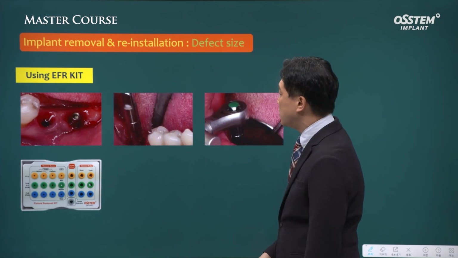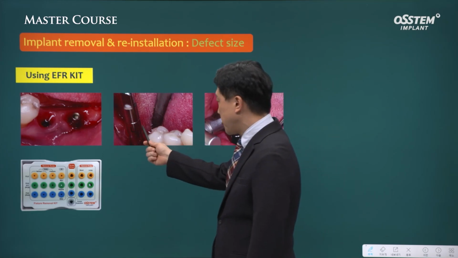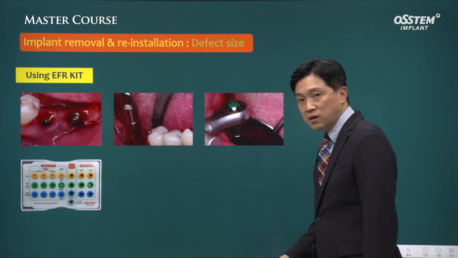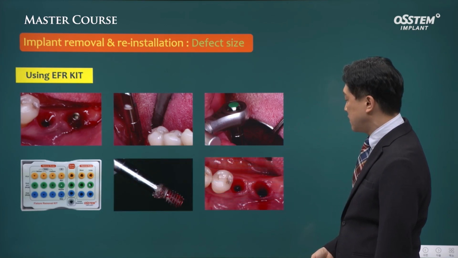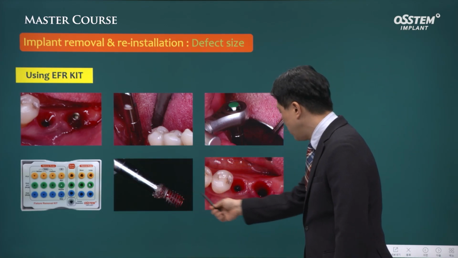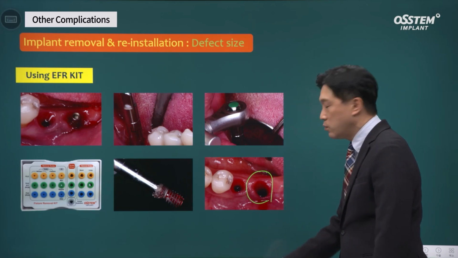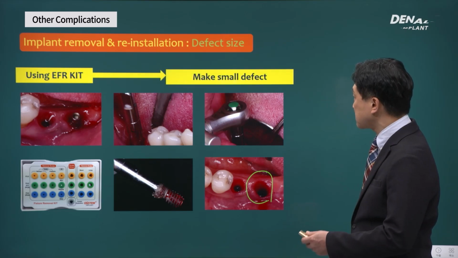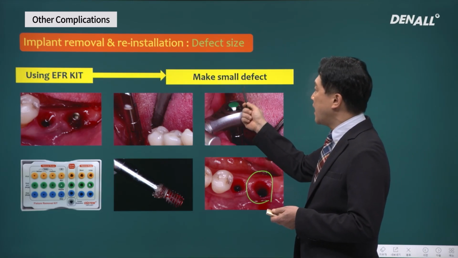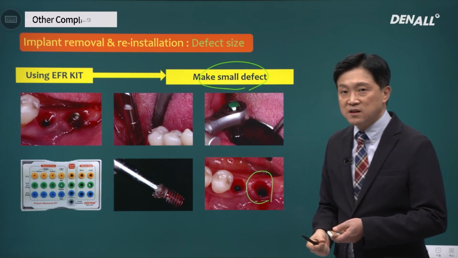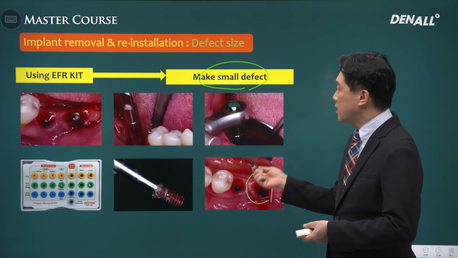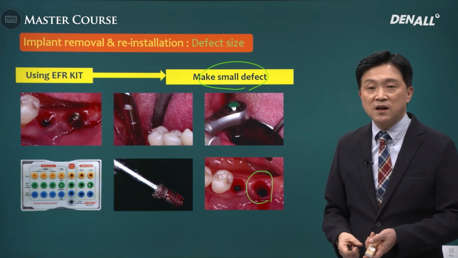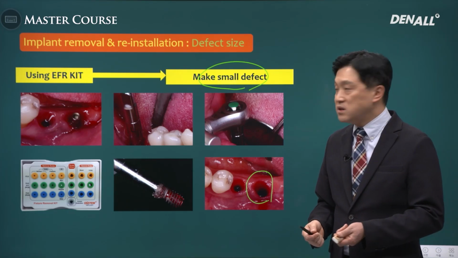The remover screw is connected. The remover body is connected, and by doing counterclockwise rotation, implant removal can be done. The defect is like this. By using this, you can make a very small defect compared with using the trapline drill. If you use the EFR kit and other similar kits, you can make a much smaller defect.